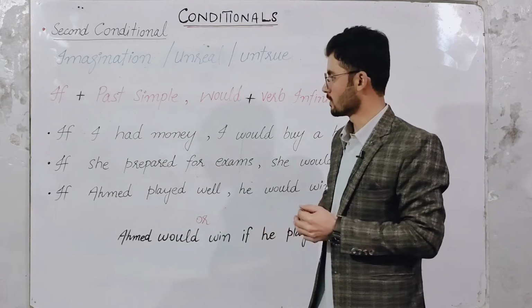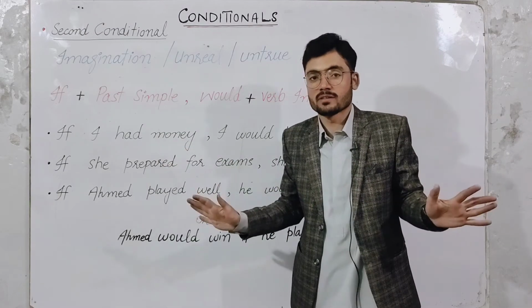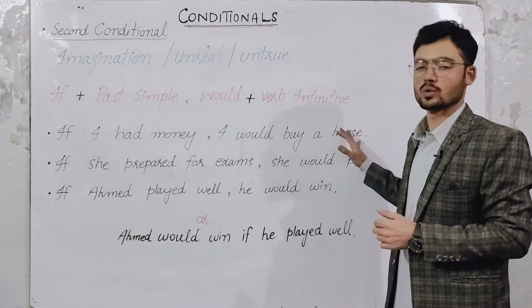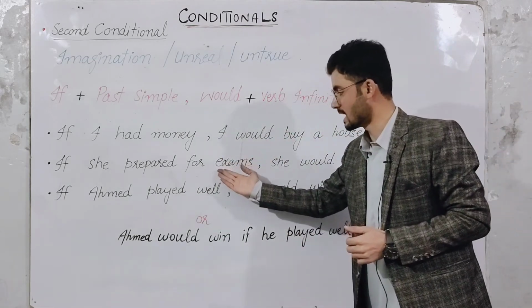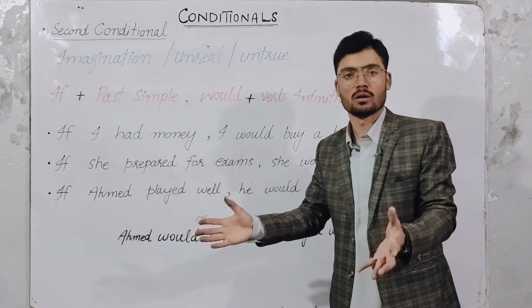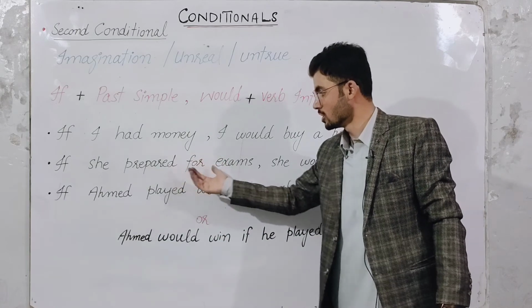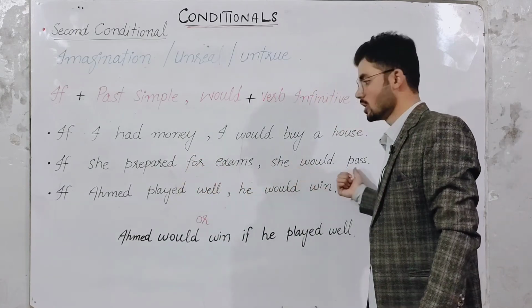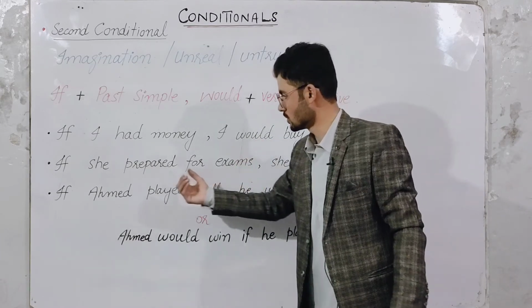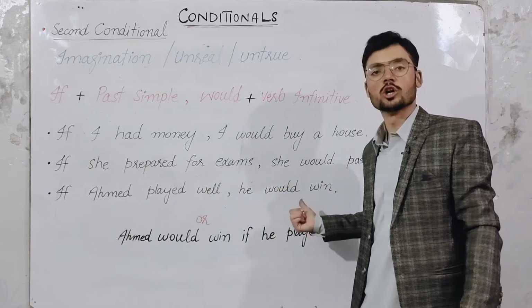Some examples of the second conditional. If I had money, the reality is there is no money with me. If I had money, I would buy a house. If she prepared for exams, she would pass. The reality is she did not prepare and she did not pass. It's also like a regret. Clear? For regrets also it's used. If Ahmed played well, he would win.